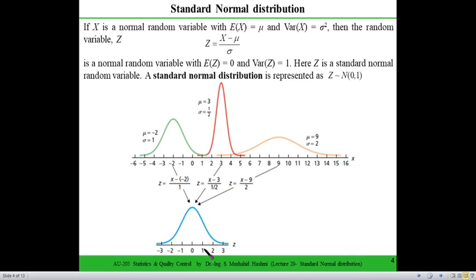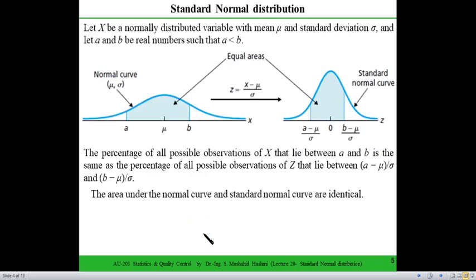And one crucial thing about z is that it is a distribution whose mean and variance are fixed values. Mean is always 0 and the variance is 1. So all these different normal distributions have transformed into a single distribution, and that distribution has been given the name standard normal distribution.